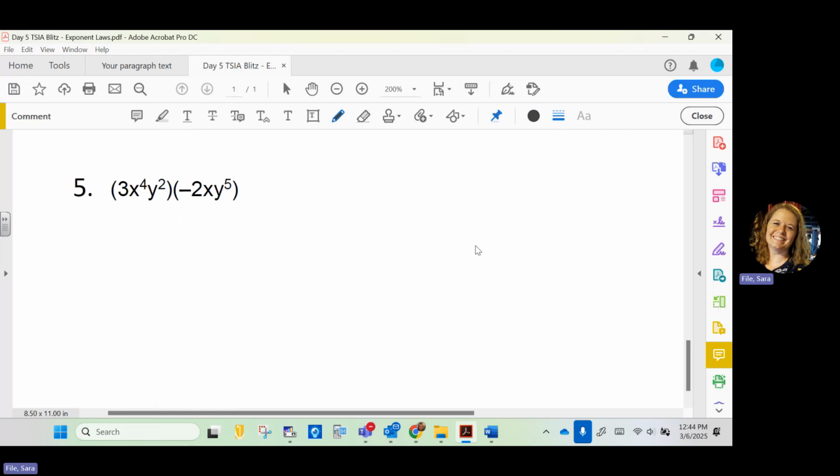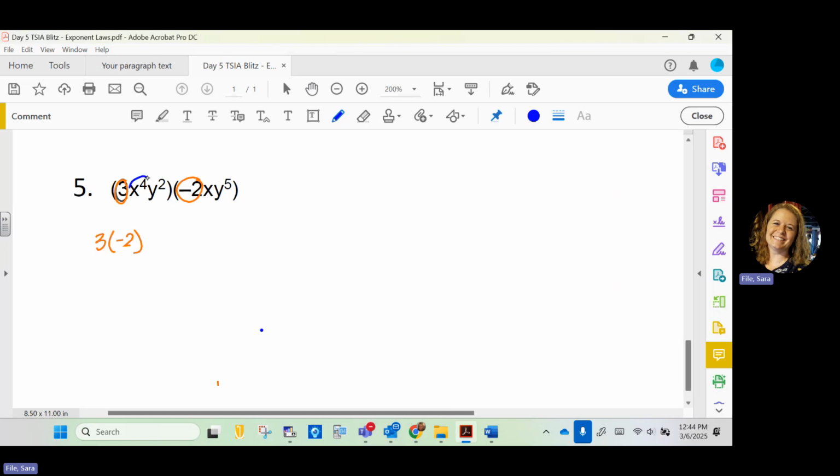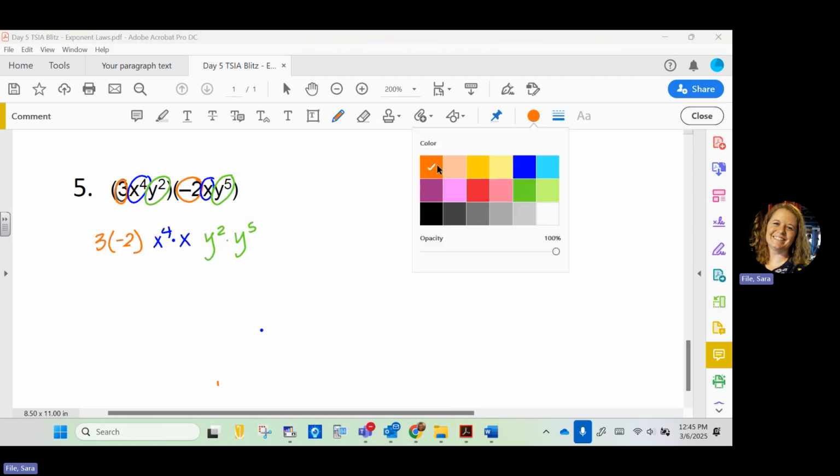All right, so this one is more similar to the first one. Okay, we're going to find corresponding pieces. So the numbers, the coefficients, 3 and negative 2. So I'm doing 3 times negative 2. And then I'm going to group the x terms. So x to the 4th and x. And then the y's are corresponding. So y squared and y to the 5th. If you can skip this line of regrouping everything and go straight to the answer, that's great. But a lot of people need to regroup it so they can see what they're doing.